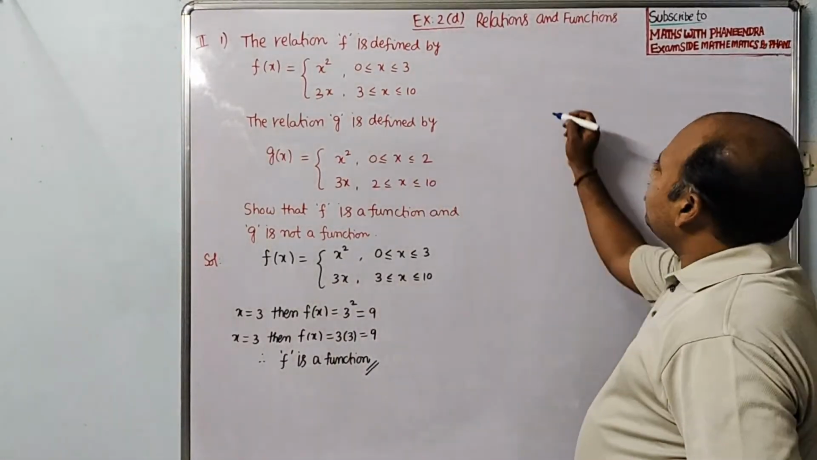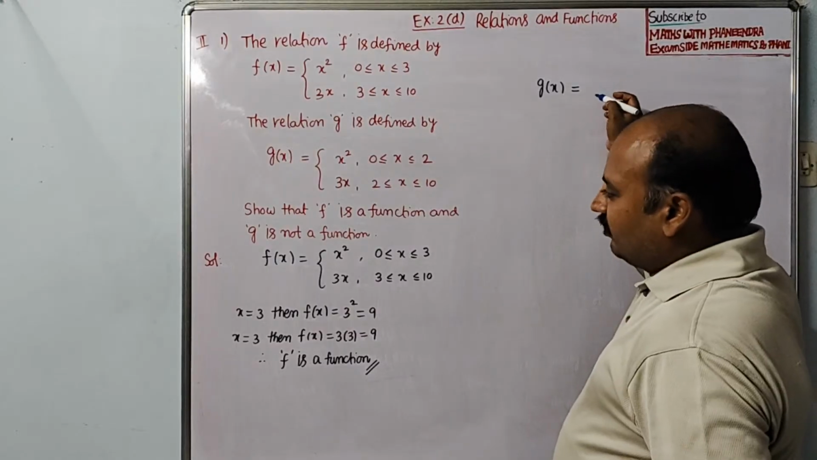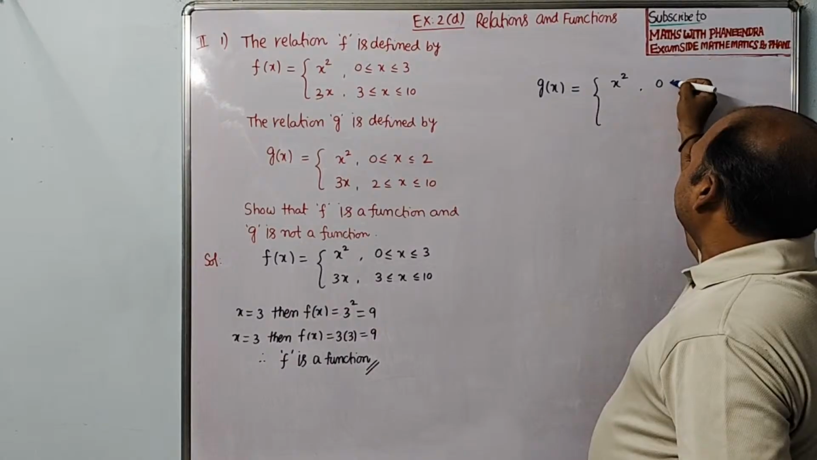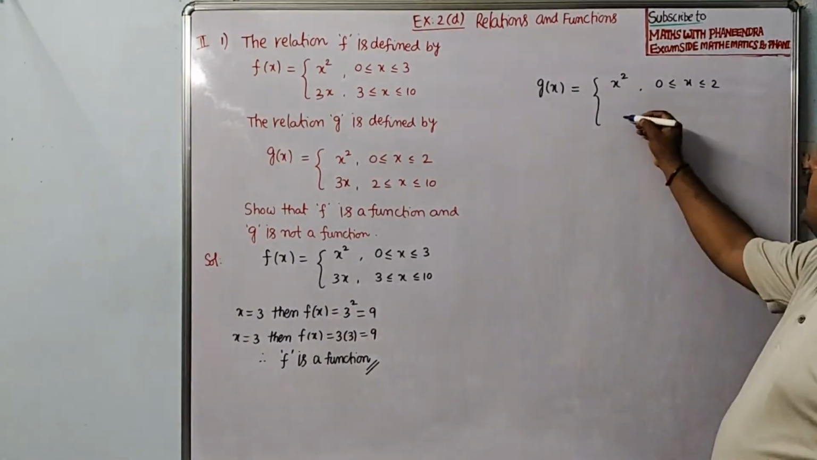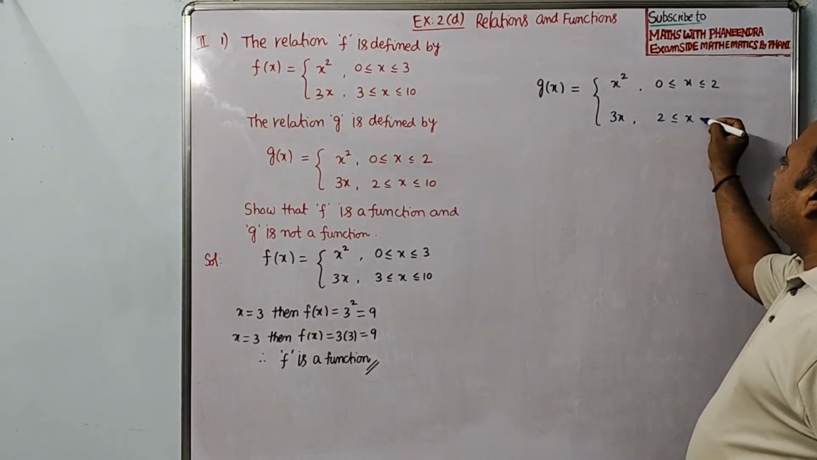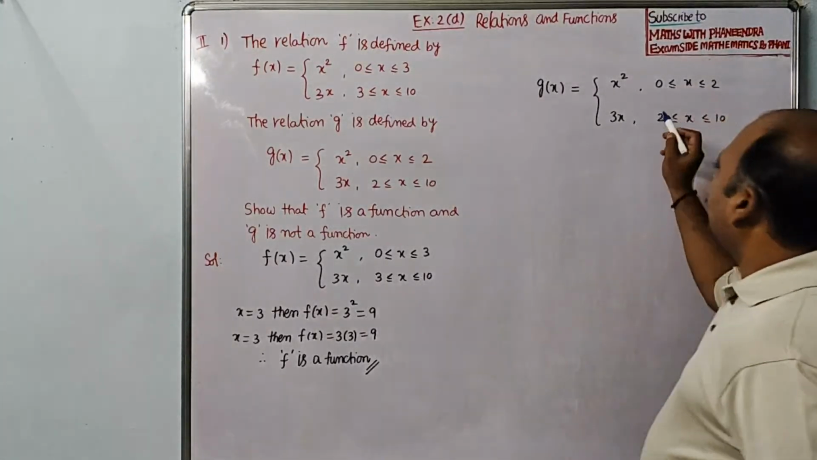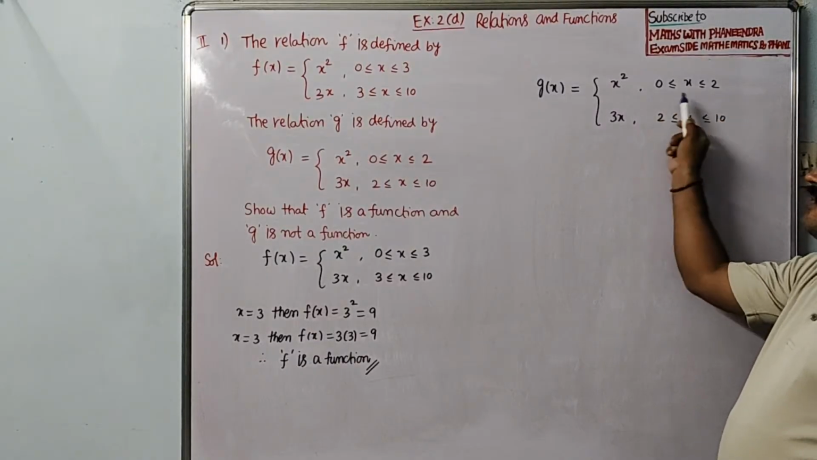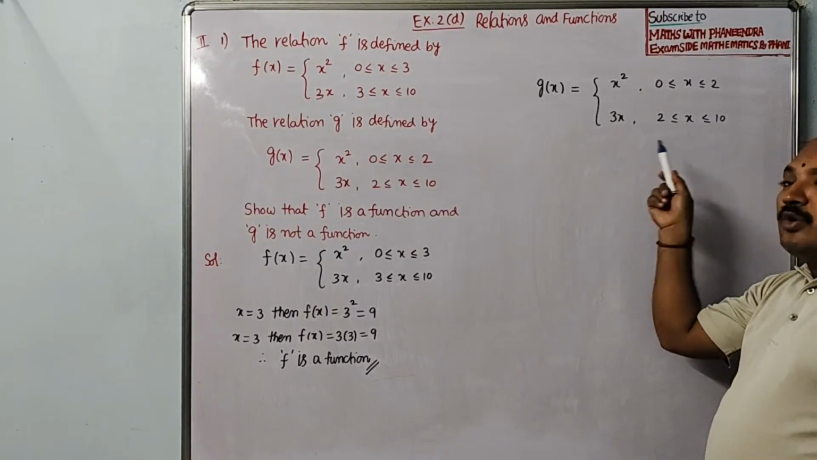If we come to the second function, g of x is equal to x square, with the condition 0 is less than or equal to x is less than or equal to 2, and 3x, for 2 is less than or equal to x is less than or equal to 10. What do we have to do generally? x is equal to 0, x is equal to 1, x is equal to 2, we can verify for this. Then x is equal to 2 and till x is equal to 10, we have to verify.